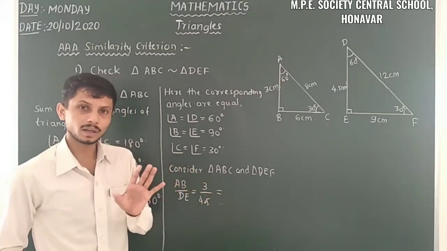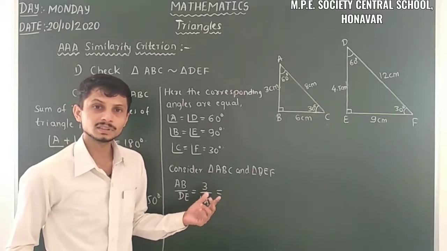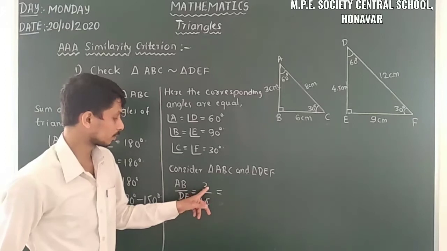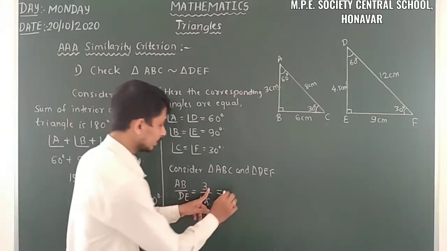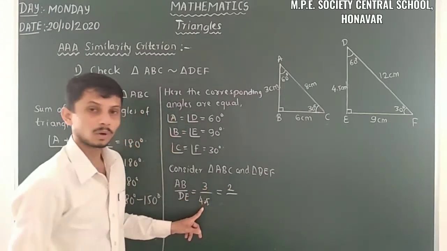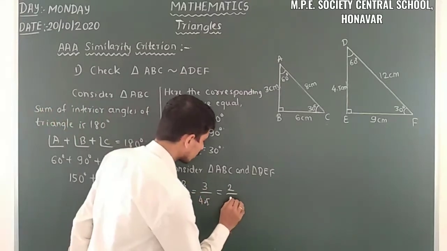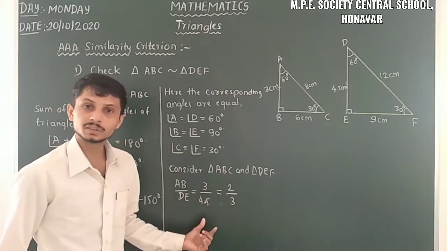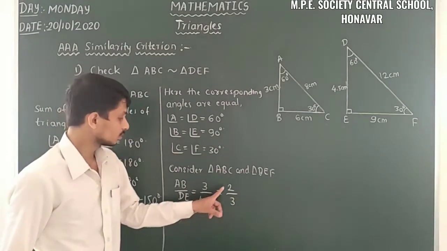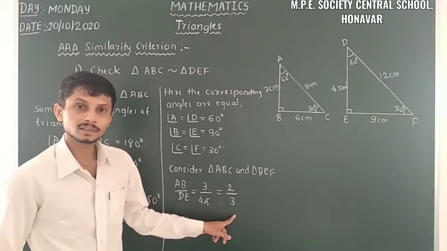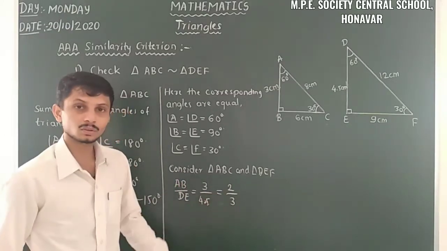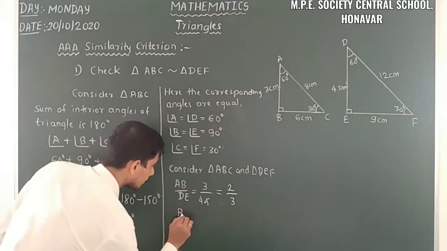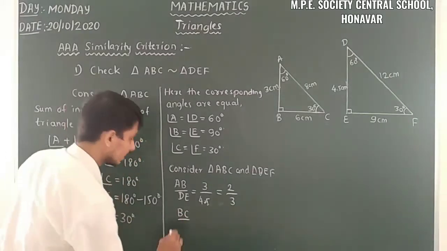Just observe, we have 3 and 4.5. That means 1.5 is common, so we cancel out 1.5. 1.5 into 2 is 3, and 1.5 into 3 gives 4.5. So we get 2 by 3. The ratio of AB by DE is equal to 2 by 3. So let us check the others also, that is BC by EF.